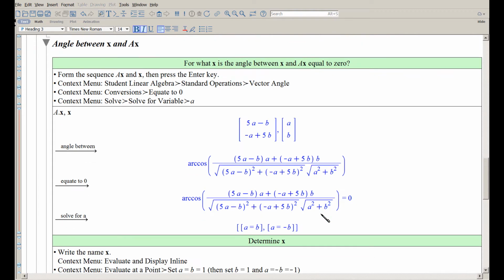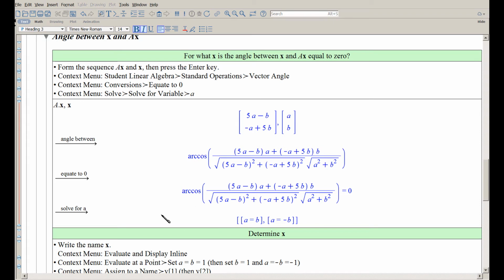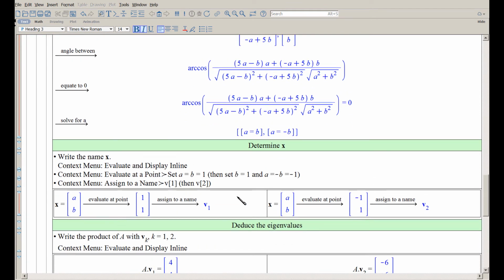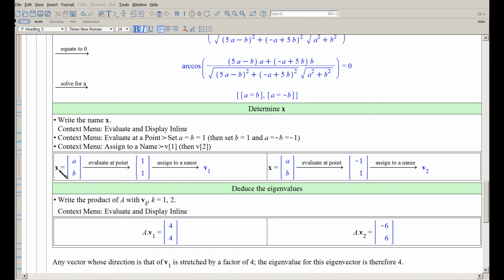but would not have to set it equal to 0 because Maple, when it applies the solve command, will make that assumption. And then I ask for a solution for one of these two variables, and I say solve for a, and I get these two solutions back, a equals b and a equals negative b. Well, what does that say for the vector x? Well, here's the vector x.